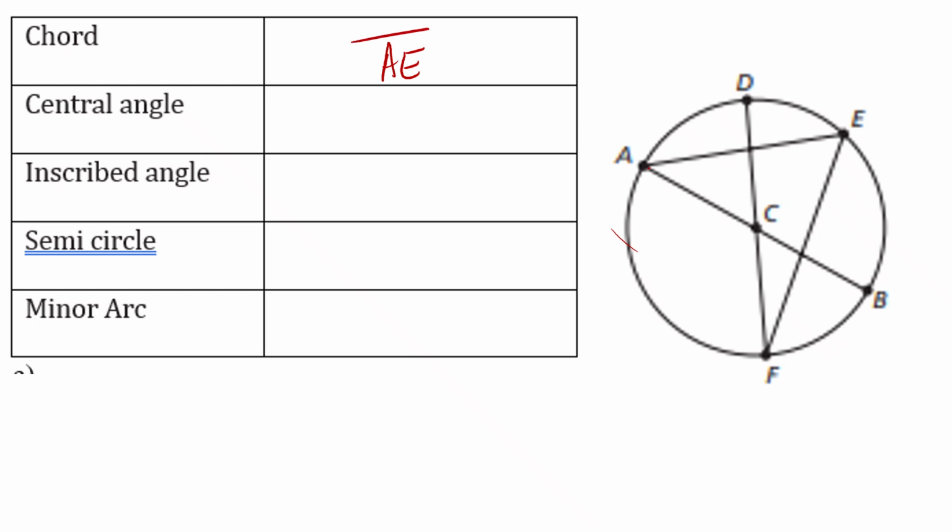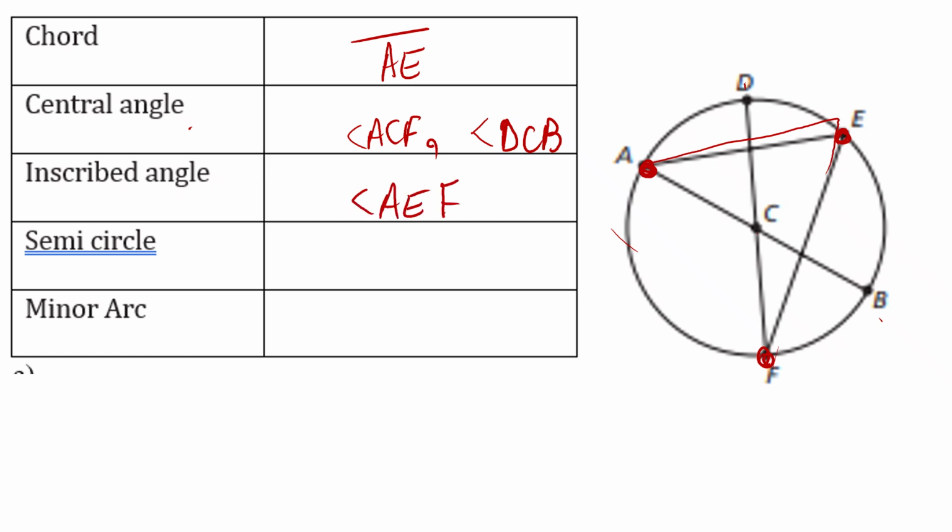Where is the central angle? It means the angle's vertex is at the center. So I can say angle ACF is the central angle. Even I can say angle DCB, over here, angle DCB is also the central angle. Now let's see what is the inscribed angle. For the inscribed angle, I can say that here is 1 point, here is 1 point, and here is 1 point. So I can say that angle AEF is the inscribed angle.